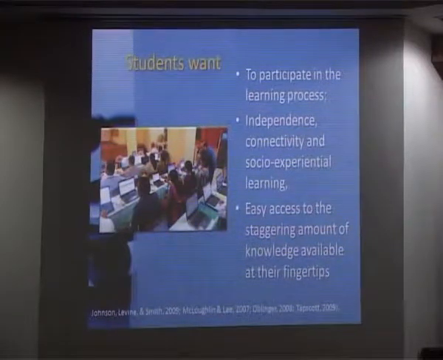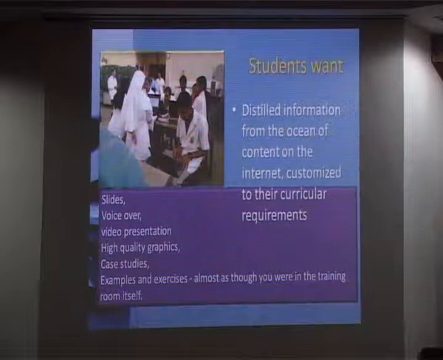They also want not only access to information, but easy access to credible information on the net. I think that is where we as teachers will play a very, very important role. That's why I said credible means distilled information from an ocean of content, customized to their curricular requirements. It can be any mode in which you deliver it, that does not matter. But what students are looking for from you as teachers or content providers is what kind of material is exactly required for their immediate goal, namely examinations.